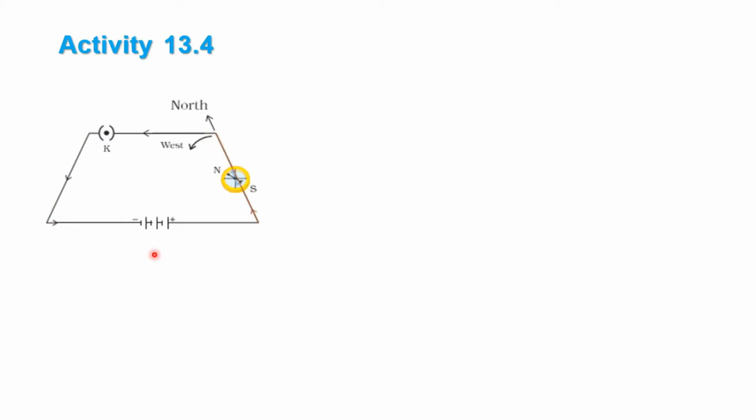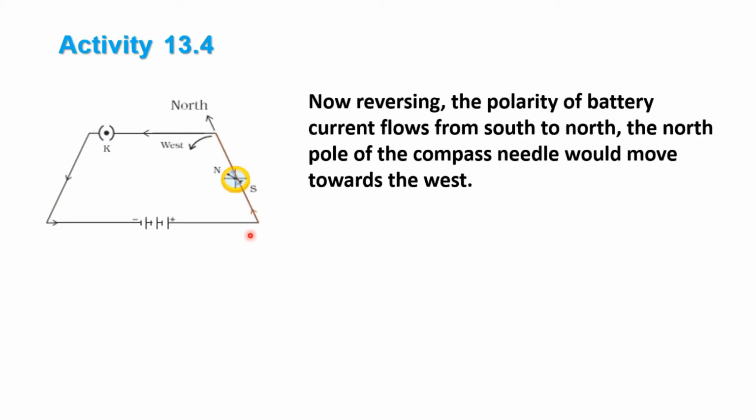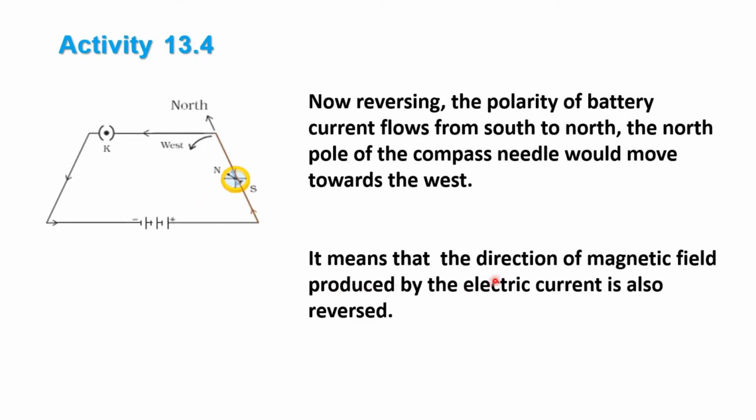That means the current will be flowing from south to north. In this case, the compass needle would be pointing towards west. That means earlier it was pointing towards the east and now, after reversing the polarity, it is pointing towards the west. It means that the direction of magnetic field produced by electric current is also reversed.